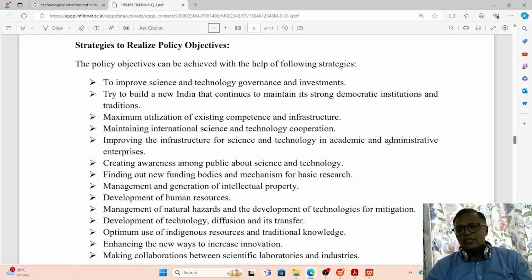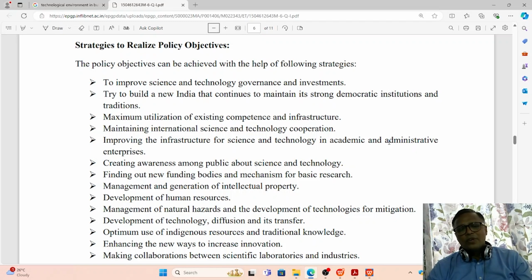Further is improving the infrastructure of science and technology in the academic and administrative enterprises. See, academic is seen as the foundation for the next generation. The better the organizations of the nation or society focus on technology in the academic environment, with more research, more R&D, more projects or patents, the better is the future for the nation. So there should always be a focus on improving the infrastructure of the society and also bringing better administrative resources.